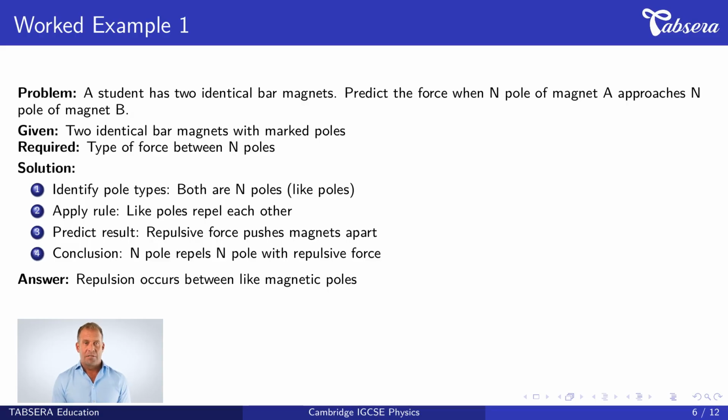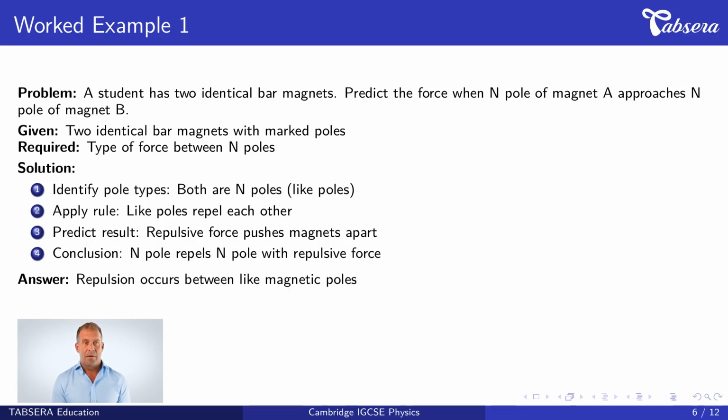Let's work through our first example. The problem states a student has two identical bar magnets. Predict the force when N-pole of magnet A approaches N-pole of magnet B. We are given two identical bar magnets with clearly marked poles. We need to find the type of force between the N-poles.